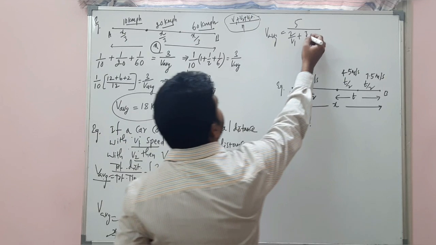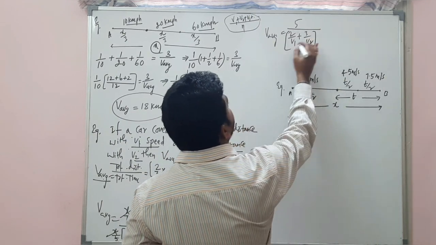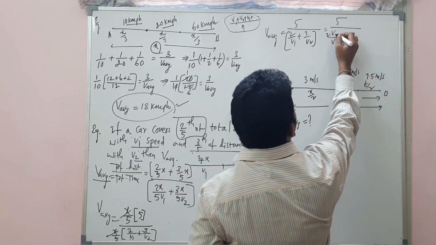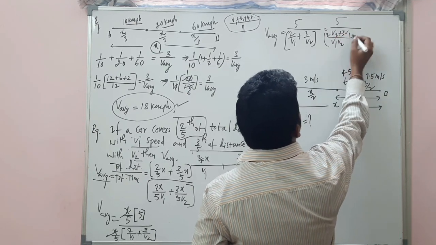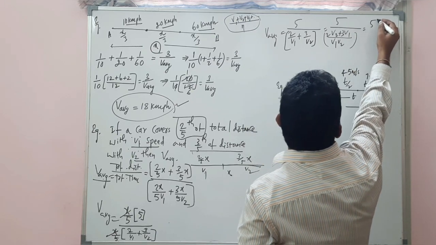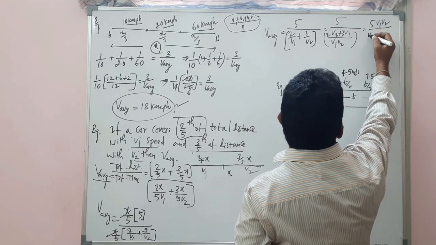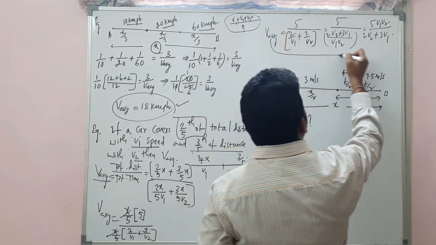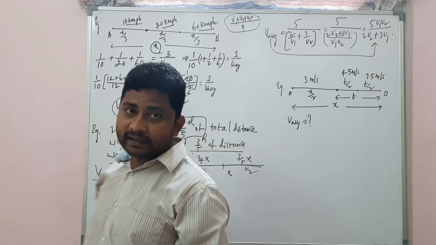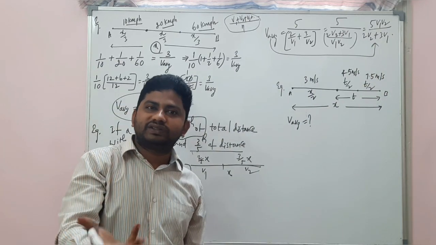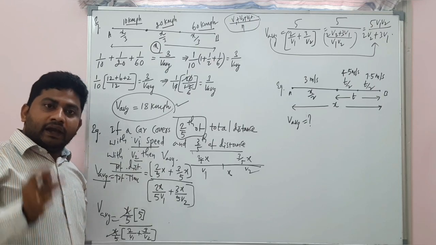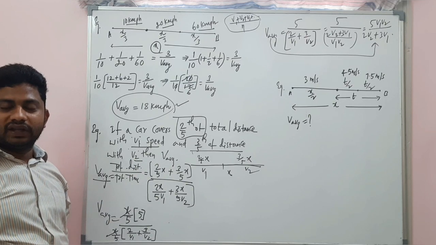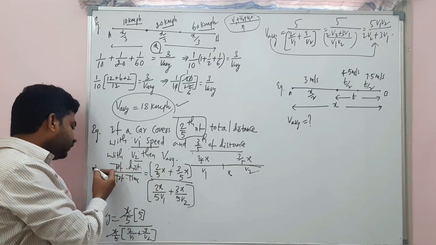Now 3 by V2. It's 5 divided by 2 by V1 plus 3 by V2, and V1 V2 is the LCM here. It is 2V2 plus 3V1. When it goes up, it will be 5V1V2 by 2V2 plus 3V1. See, your average speed is arrived in terms of V1 and V2 because they have not mentioned them here. When it is divided into equal intervals, you solve in the special way. When it is not divided into equal intervals, we have to go with the general formula.